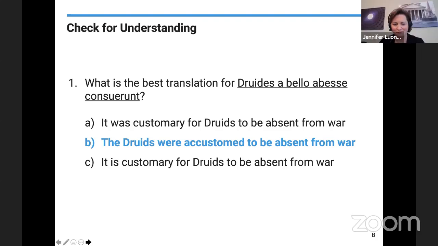Yeah, and just to let you guys know about consuerunt, it could be translated as present. There's probably a present sense here. The Druids are accustomed, but that's okay. Yeah, we want to test you on morphology.